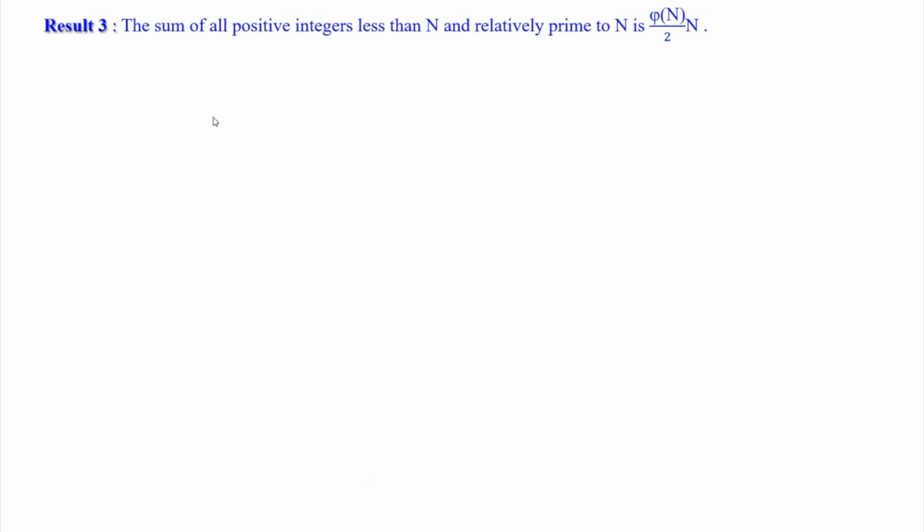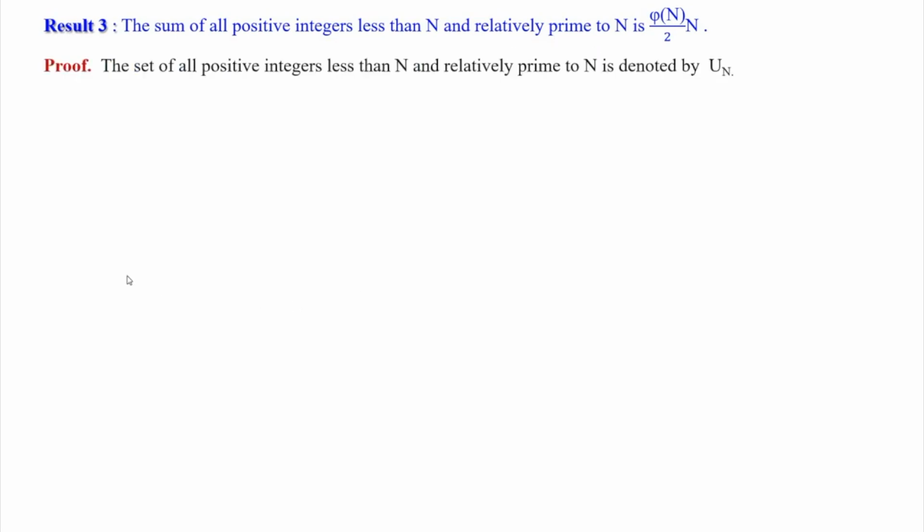So next we will find the sum of all positive integers less than n and relatively prime to n, and that is shown to be phi of n upon 2 into n. So you have phi of n by 2 times n to be your sum of all positive integers less than n and relatively prime to n. So first we will introduce this set, the set of all positive integers less than n and relatively prime to n. That is denoted as U suffix n.